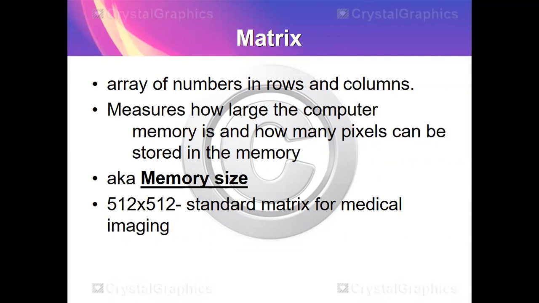I'm sure you have encountered this in your other subjects, like your MRI. A matrix is an array of numbers in rows and columns, a combination of different numbers in rows and columns. You have also encountered this term in your computer subject. It measures how large the computer memory is and how many pixels can be stored in the memory. Basically, the matrix depends on the memory of the computer, and it determines the number of pixels that can be stored in a specific memory depending on the file.